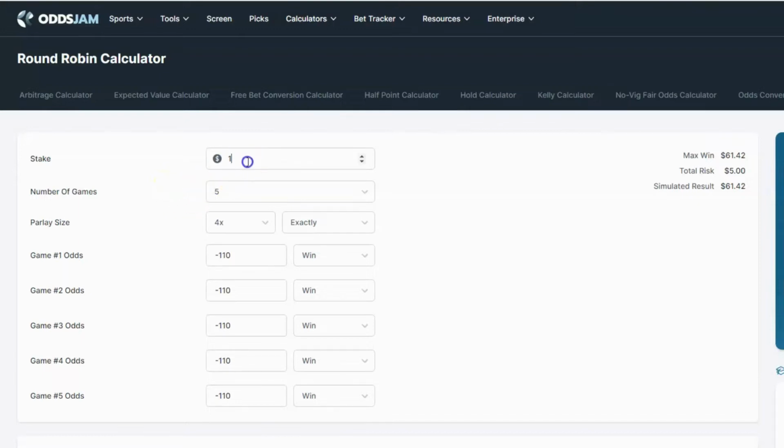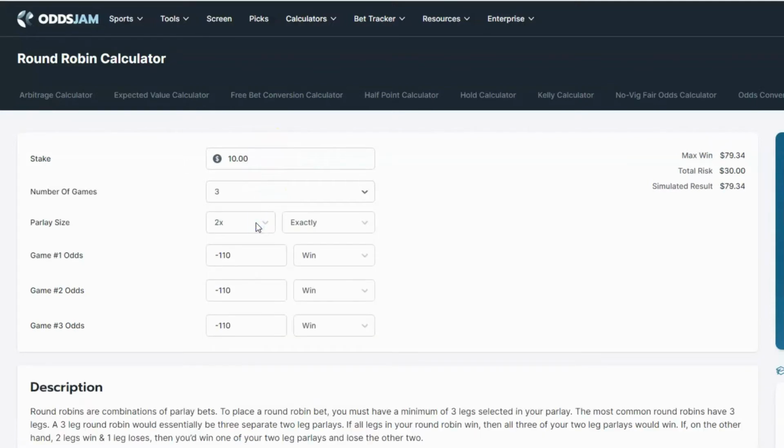So to keep the math easy here, let's just use, say, a $100 wager. Actually, let's back this up, because I'm going to go with a smaller amount initially. Typically, you'll use 3 games, a combination of 3 games you like. If you like 4 or 5, you certainly can add those in here. The parlay size is 2x because that's exactly what you're going to do: parlay each of those 3 games.